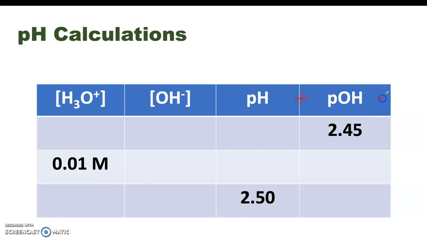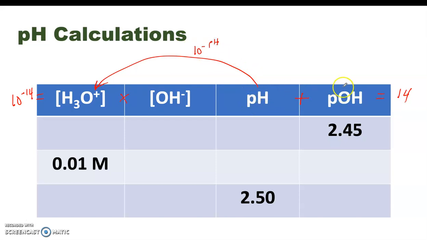pH plus pOH equals 14. So if you know one of them, you can get the other one. And then remember that the OH concentration times the H3O plus concentration equals 10 to the minus 14. I didn't put the equations in there. So you can get one or the other by using this equation. And then to get from pH to the H3O plus concentration, you just take 10 to the minus pH.